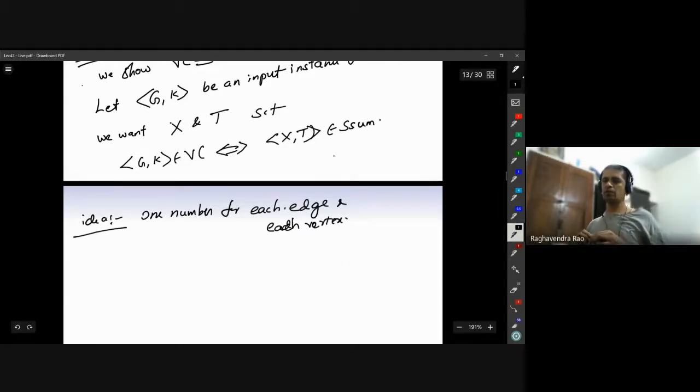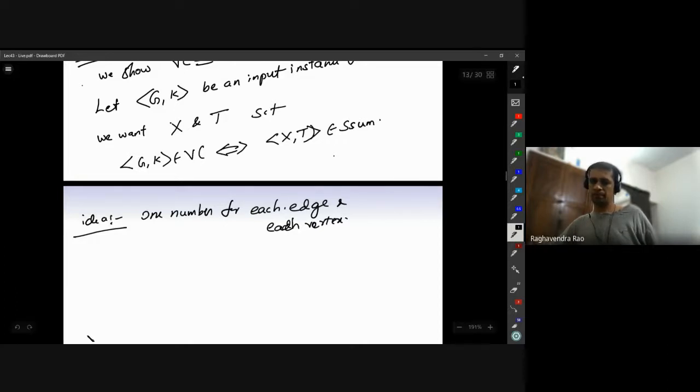Okay, so we associate numbers for each edge and each vertex, then add this as a set. Then we'll set a specific target value, and we see that there is a subset which matches the target value if and only if the graph has a vertex cover of size k. Okay, so that is all.